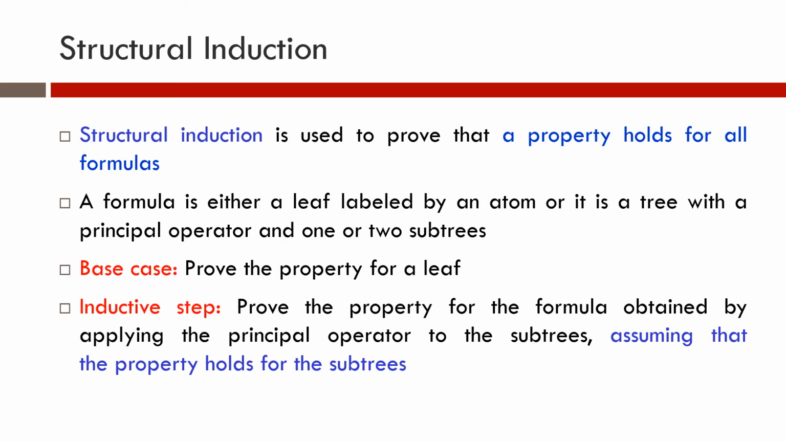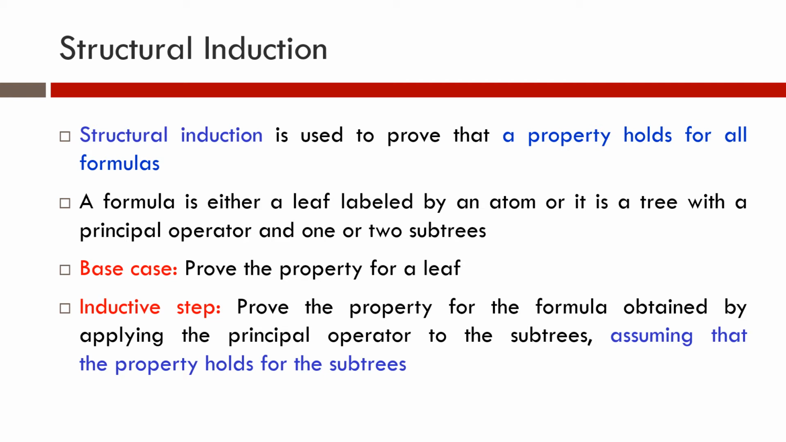But the difference is that structural induction usually applies to the height of a tree. We represent the formula as a tree, so it applies to the height of the tree. So when we consider the tree representation of the formula, a formula is either a leaf which is labeled by an atom, or it is a tree with a principal operator and one or two subtrees.